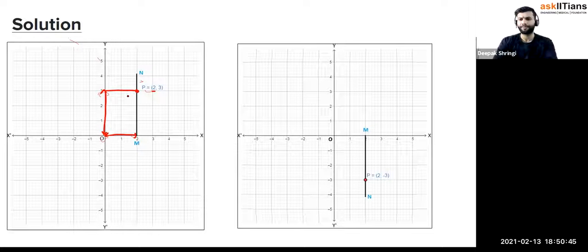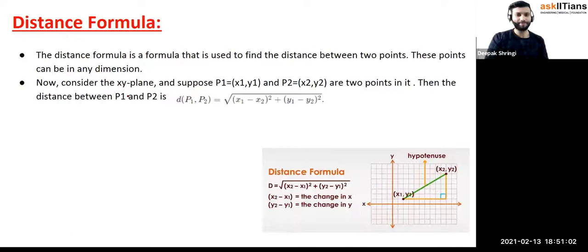In the same manner, we will be able to plot 2 comma minus 3 as well. Because if I'm talking about 2 comma minus 3, x is positive and y is negative. So the point is going to lie in the fourth quadrant, right? That's very simple. We have learned it actually. This is something new we have to learn.